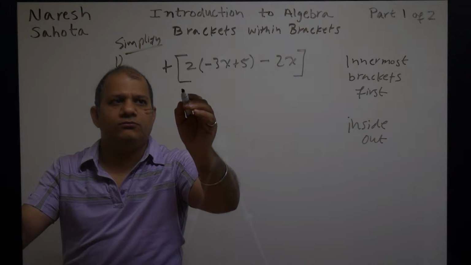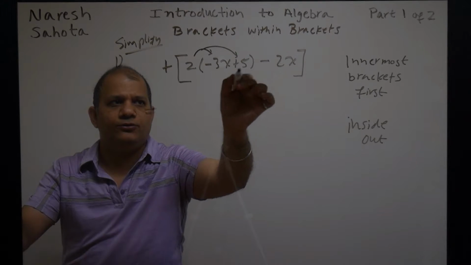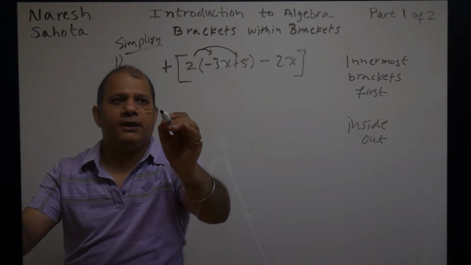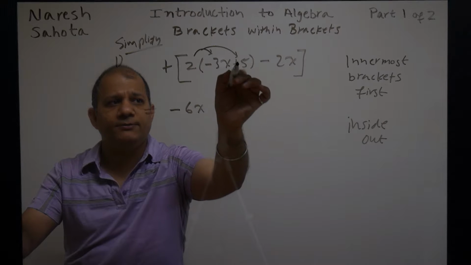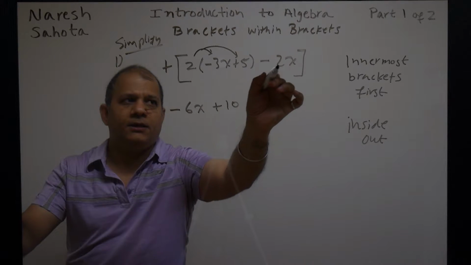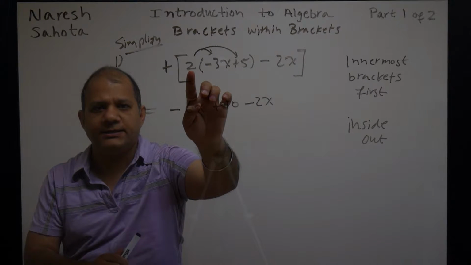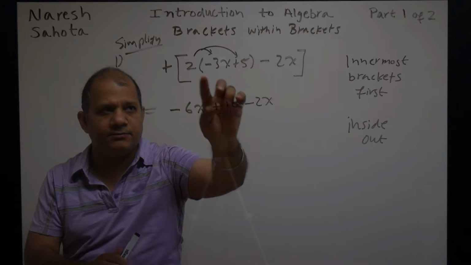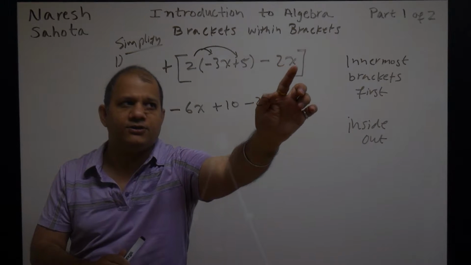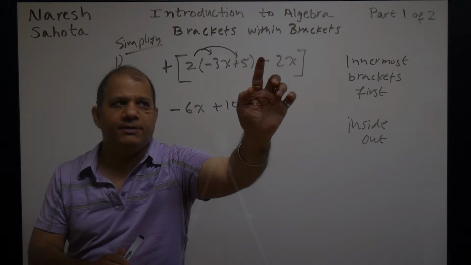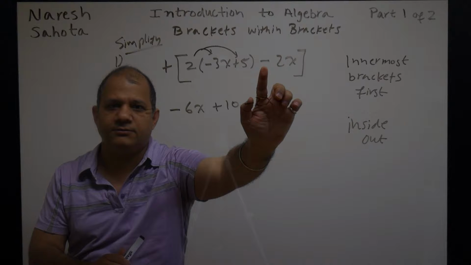So I can go directly and multiply the 2 with the parentheses. Equal sign. 2 times negative 3x, that's negative 6x. 2 times 5 is plus 10. Copy the last term, minus 2x. And I'll say it again, this 2 is a factor of the parentheses. This 2 does not get multiplied with the last term, because that term is independent, separated from the first term inside the square brackets by subtraction.